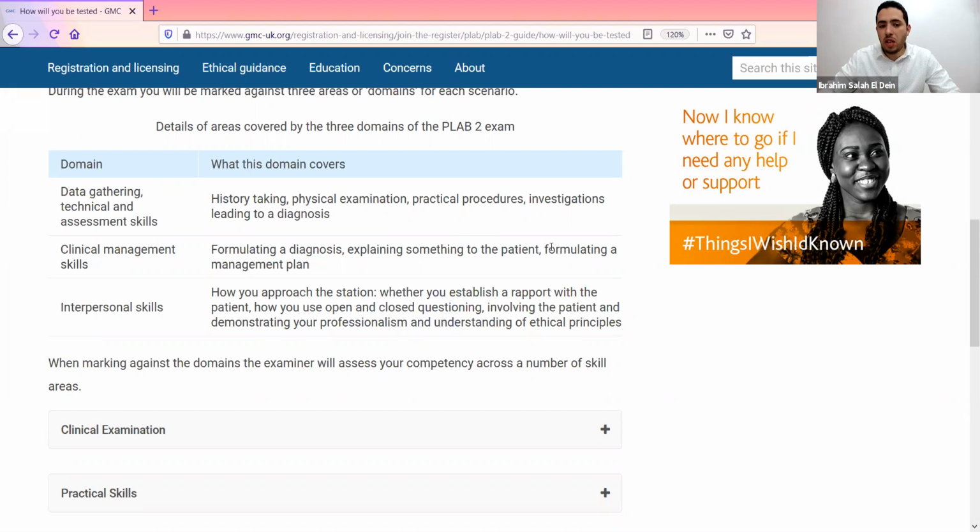Also about the management: in most stations, management is medical and non-medical. Medical management includes treatment, procedures, and some specific management plans for some patients. We will come to it later. And non-medical includes lifestyle modification and safety netting about the condition itself, the risk factors for this condition, or the side effects of the treatment.